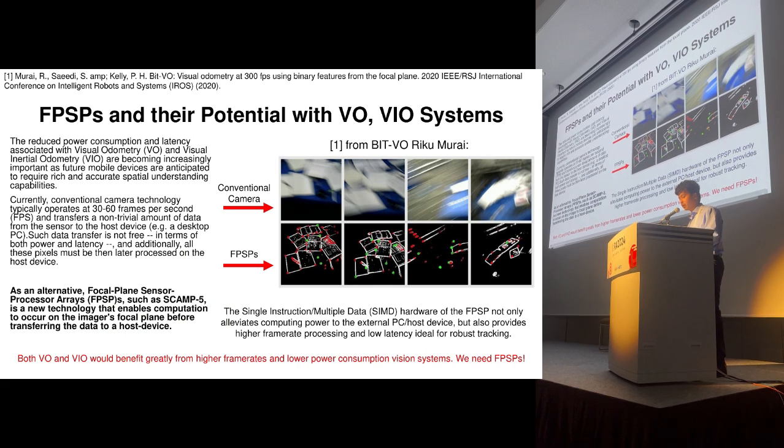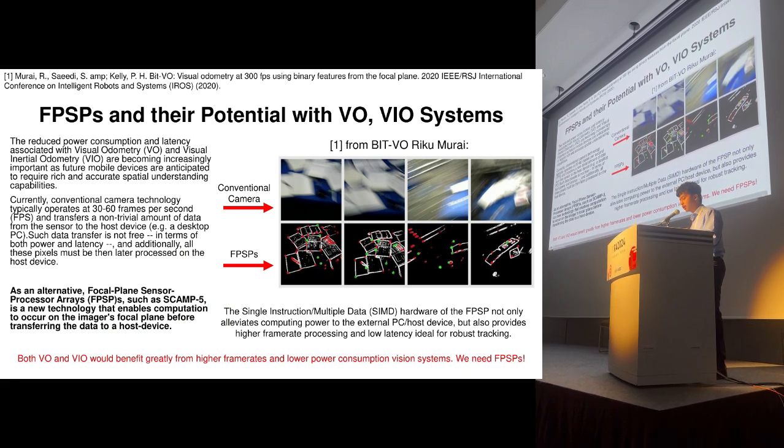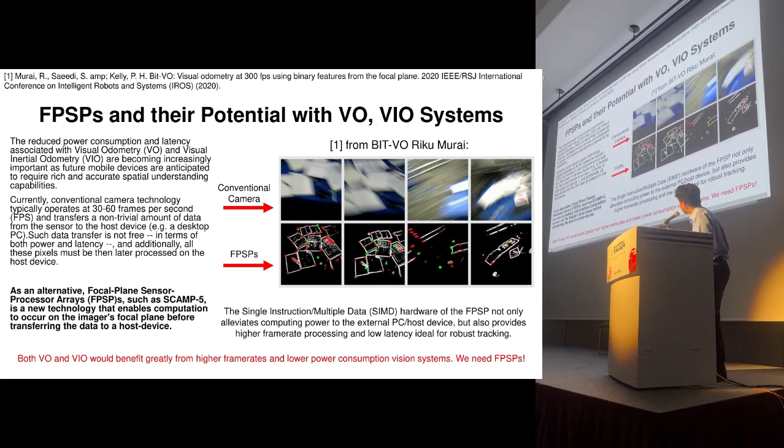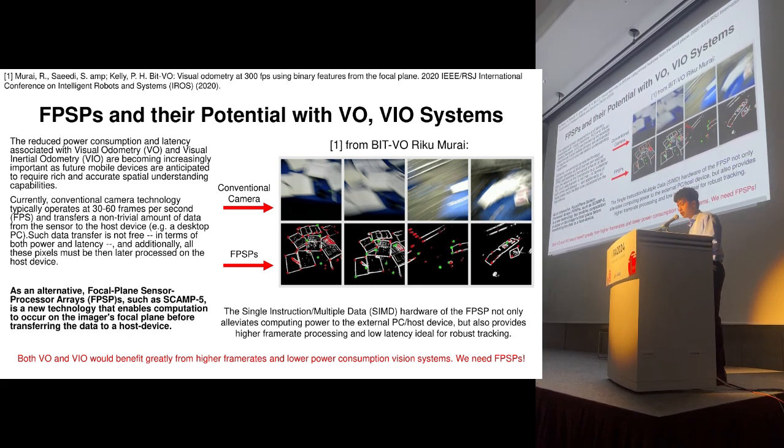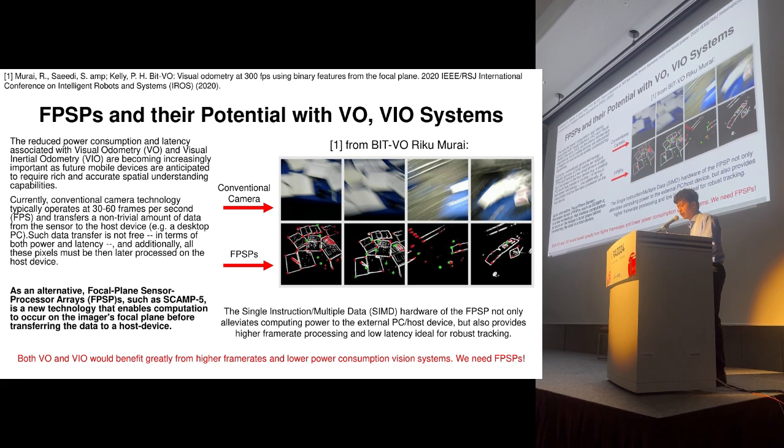FPSPs and the potential with VIO systems. You can see here that conventional camera technology will usually suffer from motion blur, but with FPSPs we can track very robustly the edges and corners in very high frame rate motions, and it uses the single instruction multiple data architecture on the FPSP for robust tracking.